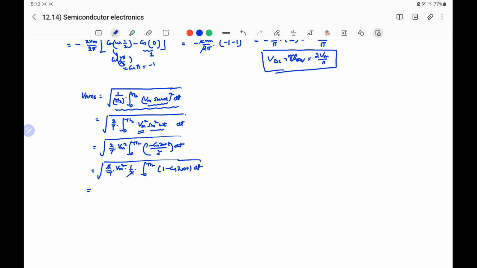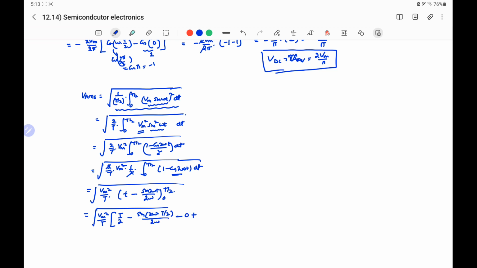This is equal to, 2 and 2 get cancelled, so remaining is the square root of Vm square by T. The integral of 1 is t, and the integral of cos 2 omega t is sine 2 omega t by 2 omega, with limits 0 to T by 2. Now we put the limits, we will have Vm square by T. First the upper limit, it is T by 2 minus sine 2 omega, and small t has the limiting value T by 2, divided by 2 omega, then minus 0 plus, and put the value of 0, it is sine 0 by 2 omega.